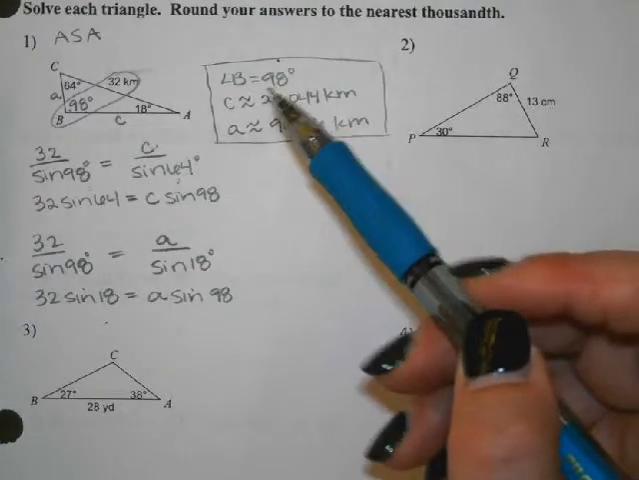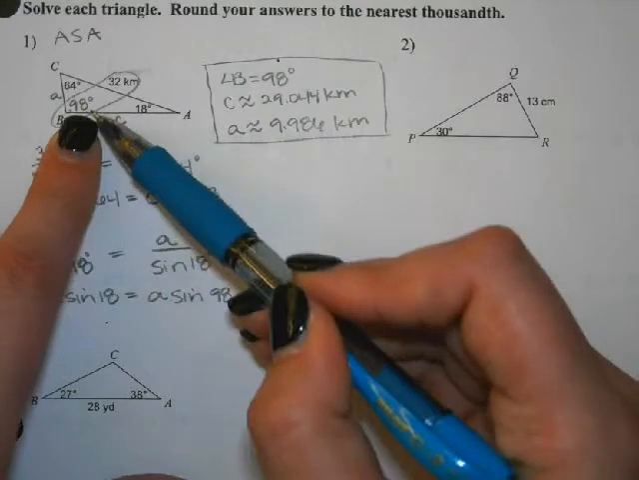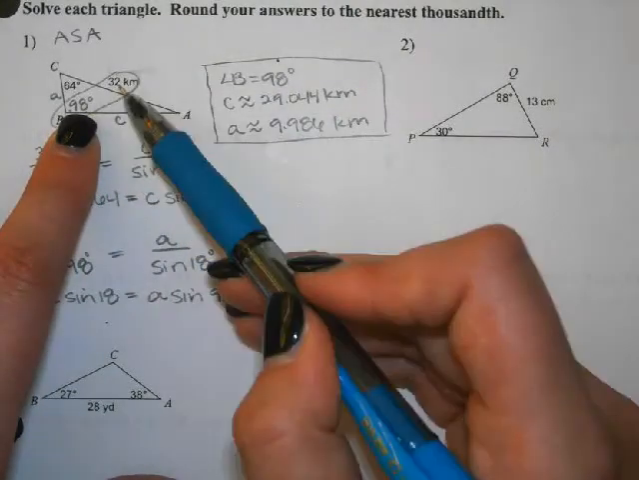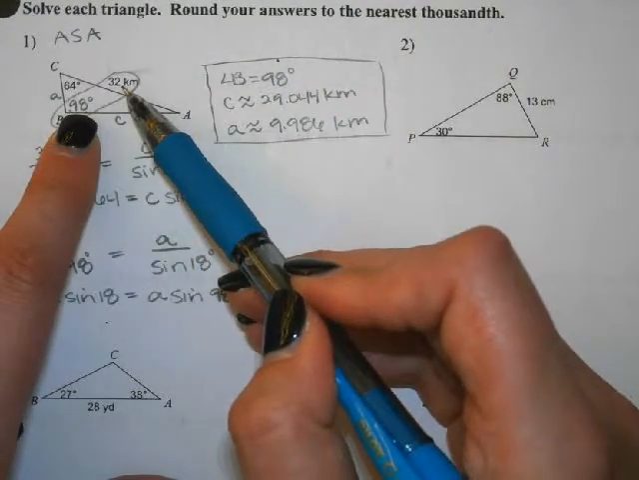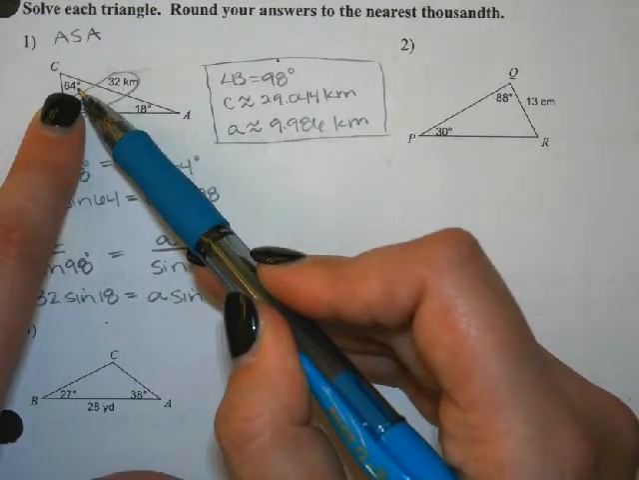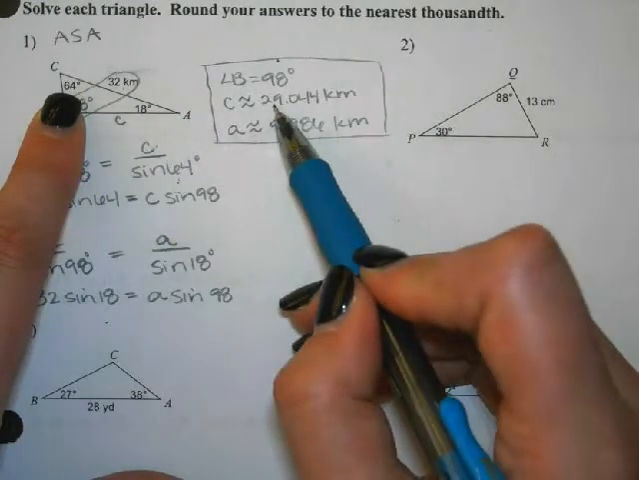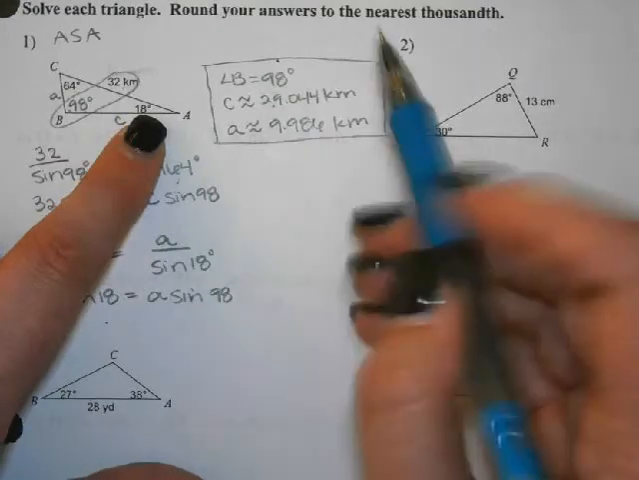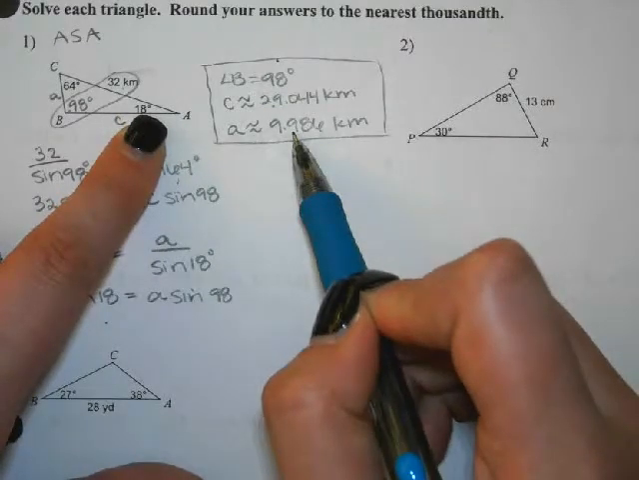The other thing that you'll notice about this is that the biggest angle is 98 degrees, and that's across from the longest side. The medium angle is 64 degrees, and that's across from the medium length side. And then the smallest angle is 18, and that's across from the smallest side.